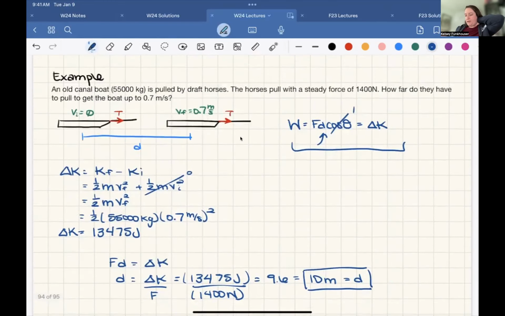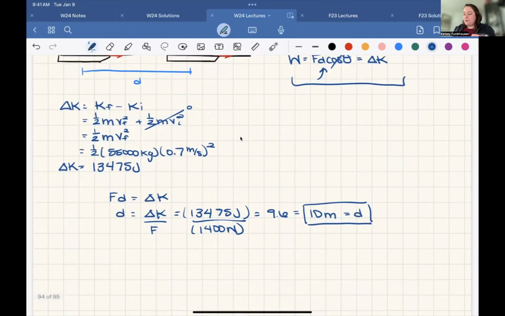So just real quick, we wanted to know how far the horses had to pull with a specific steady constant force to get the boat up to a certain speed. And we know that the work is both FD cosine theta and also equal to the change in kinetic energy. We found the change in kinetic energy and then solved for the distance and found it to be 10 meters.